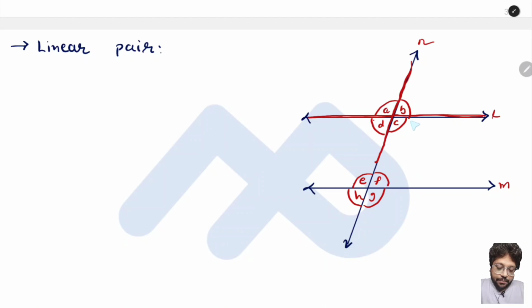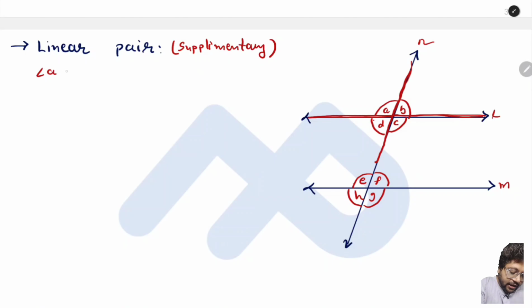So a linear pair is a pair of angles which are adjacent to each other and lie on a common straight line, so they are called linear pairs. Let's write all the linear pairs here, and by the way, they add up to 180, so we can say that a linear pair is always a supplementary pair. Supplementary means they add up to 180. Clear? So let's write all the linear pairs here.